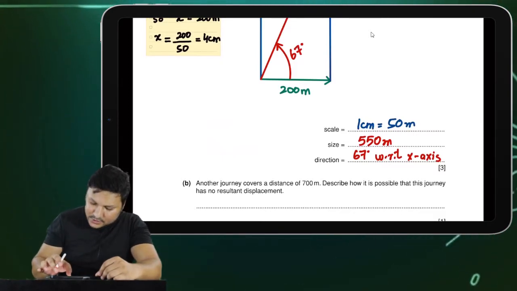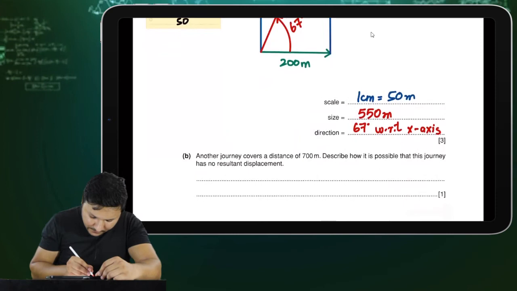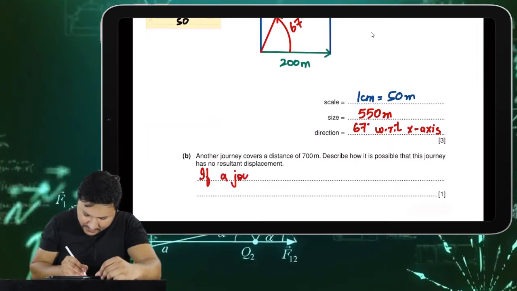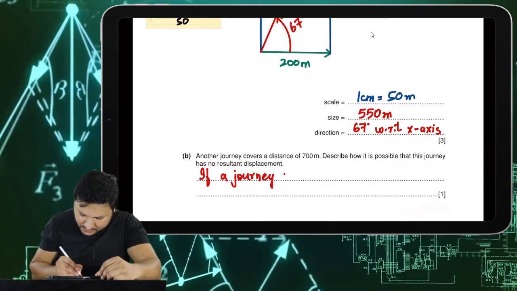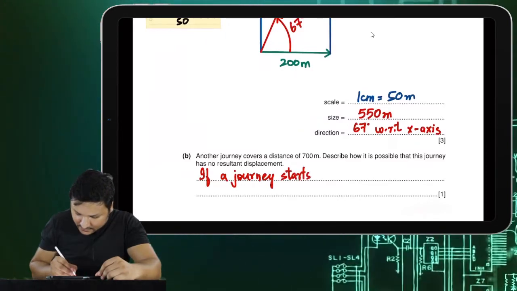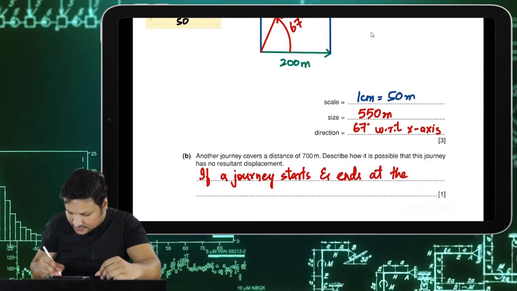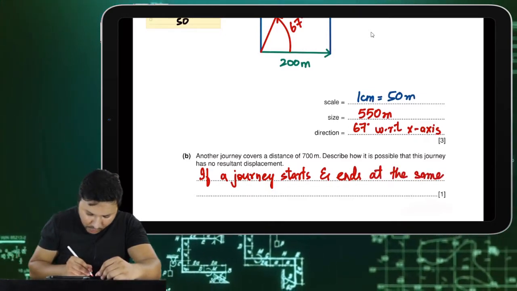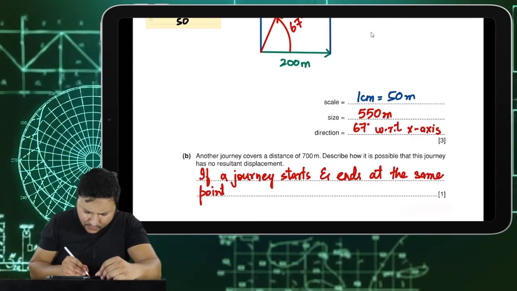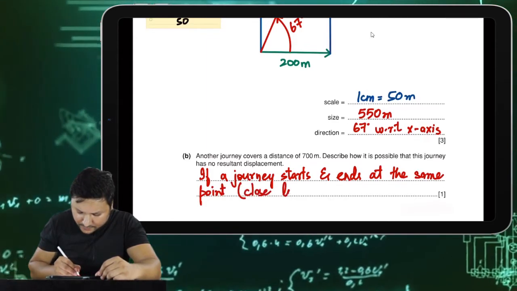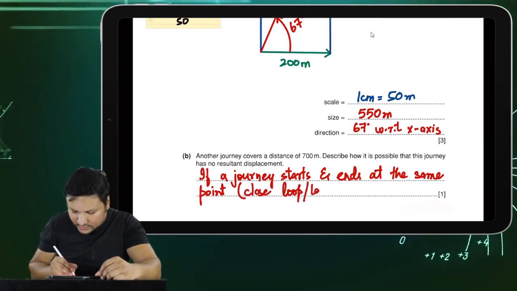So what can you say about this part? If a journey starts and ends at the same point. And to make this statement more clear, you can write down closed loop or closed lap.